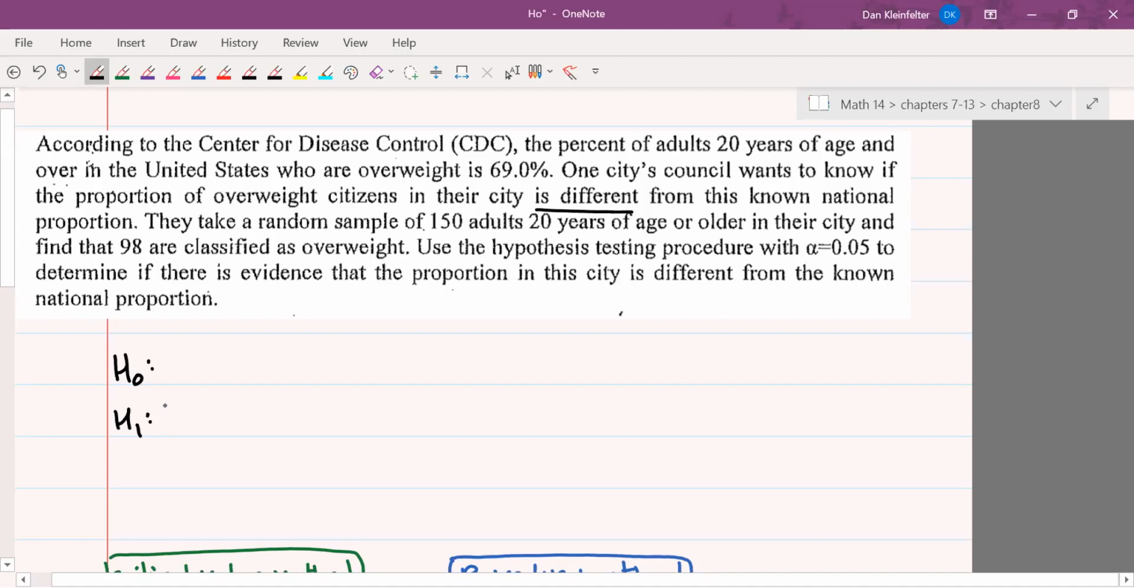So the known proportion is 69%, and so that will be our null hypothesis, that this city's proportion is also 69%. And so the alternative here, based on the wording, they're saying is different. So that's just not equal to. So we'll have not equal to 0.69. Okay, and so let's go ahead and get a test statistic next.